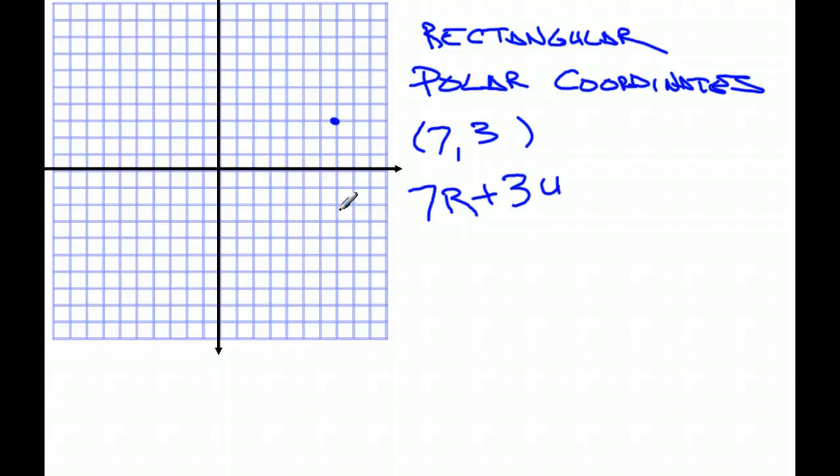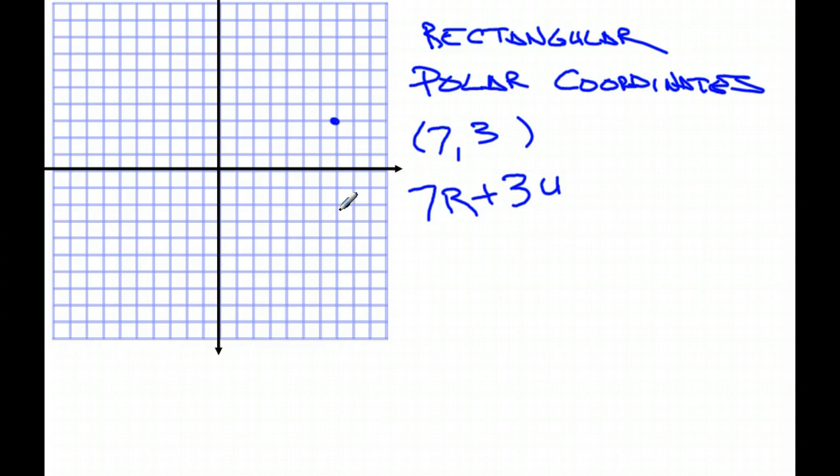Depends on the book. They will use different letters rather than R and U for right and up. Some books will use 7i plus 3j, so they use i as your x-axis and j as your y-axis. But you could get that confused with imaginary numbers. So that's why this book does not use i and j.